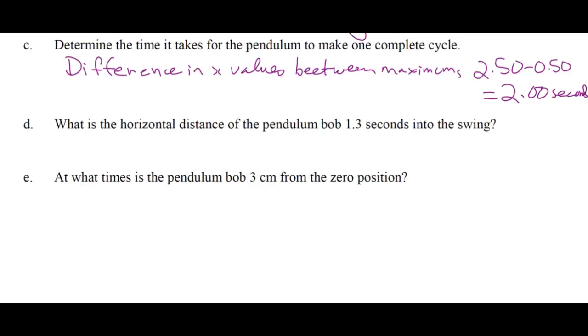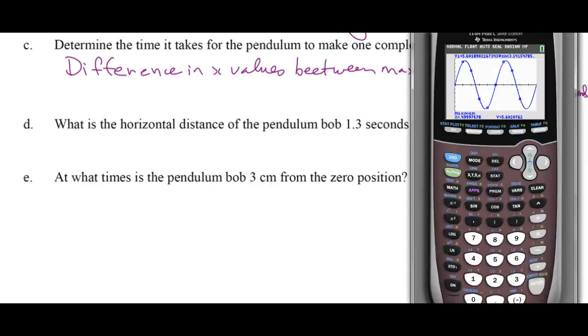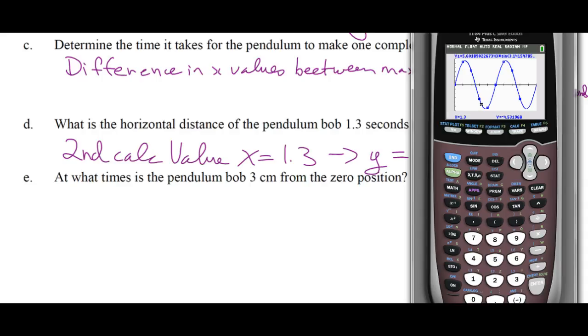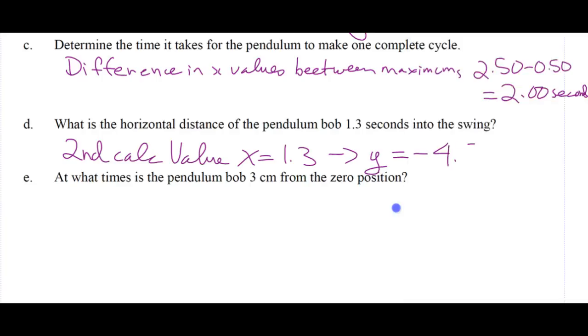What's the horizontal distance of the pendulum bob 1.3 seconds into the swing? This is where you really do want to use the calculator, right? So go second calc value. You give it an x value, 1.3, and it returns the y value of negative 4.53. Okay, so second calc value, x equals 1.3, returns y is equal to, what did it say? Negative 4.53 centimeters, right? So there's got to be units on there. You don't want to leave off units.